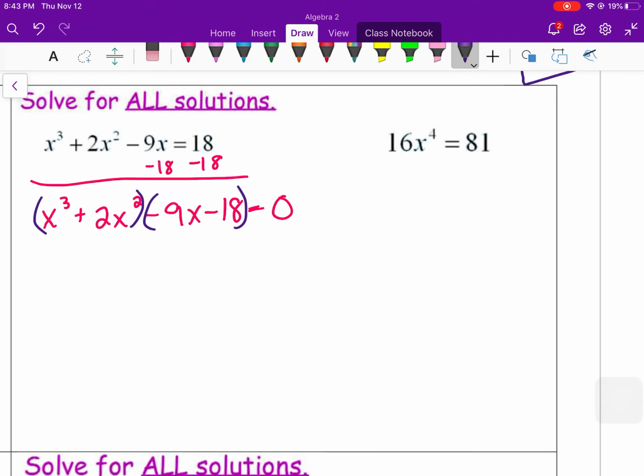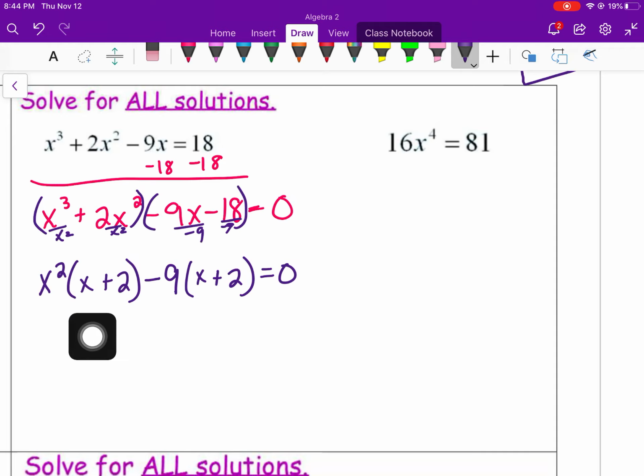So x cubed plus 2x squared, you can take out an x squared and then divide both of these by the x squared. I'm going to get x plus 2. Then in my second group, I'm going to want to take out a negative 9 since both are divisible by 9. And I want what's left to be x plus 2. So I'm going to take out the negative and the 9, so that when I divide this by negative 9, I get x. And when I divide this by negative 9, I get 2.